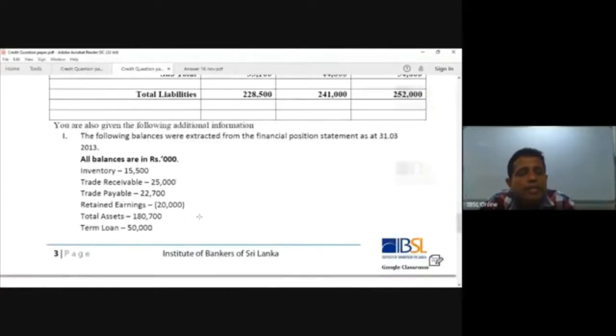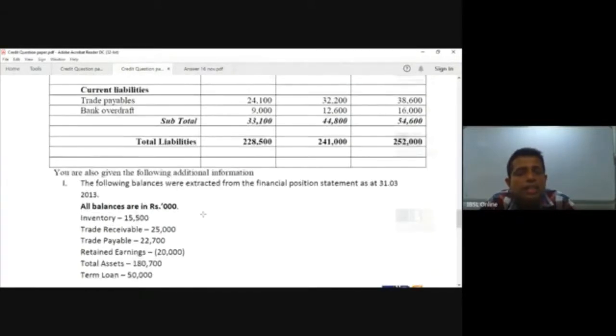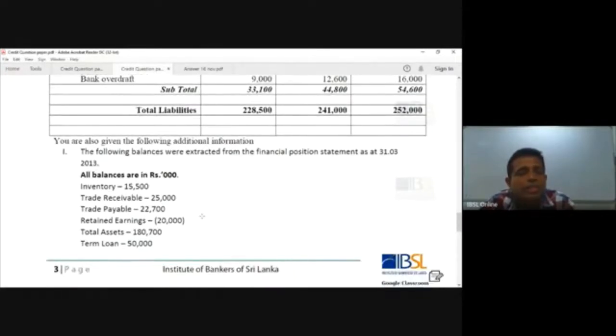And under note 1, they have given additional items, that is, 2013 items also given in the note number 1. Now, in order to calculate the 2014 average balances, we need 2013 figures. That's why in the note 1, they have given the 2013 figures. We have to use these figures when we are calculating the average balances of 2014, right?